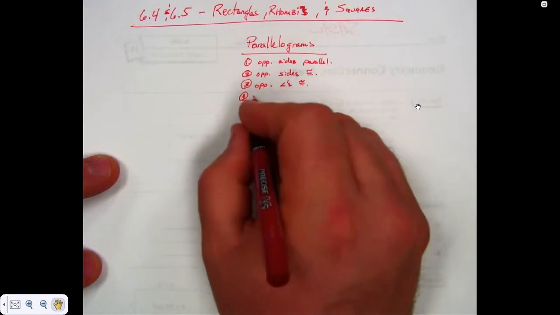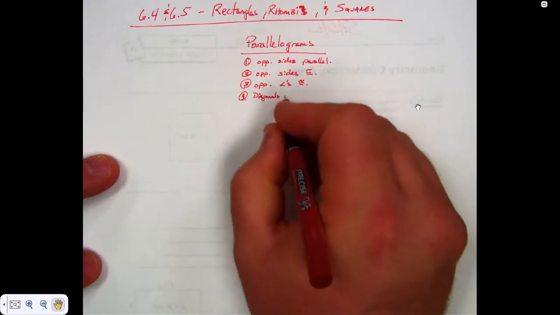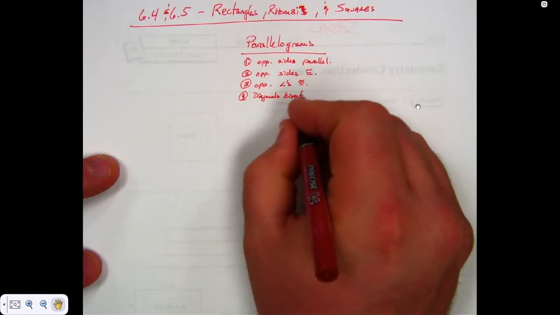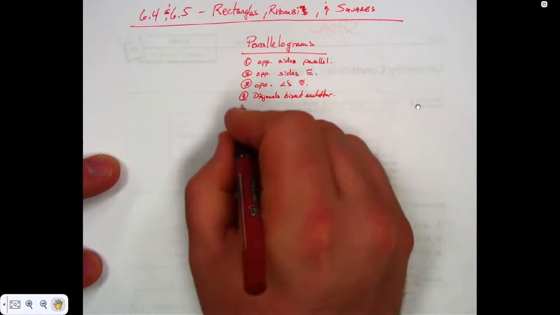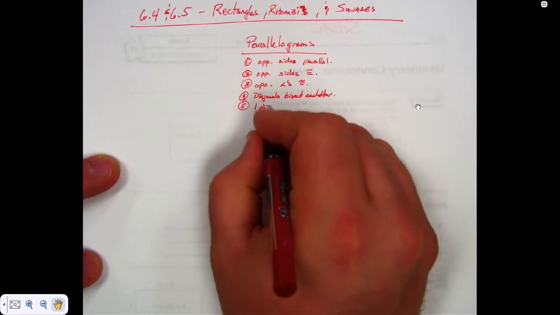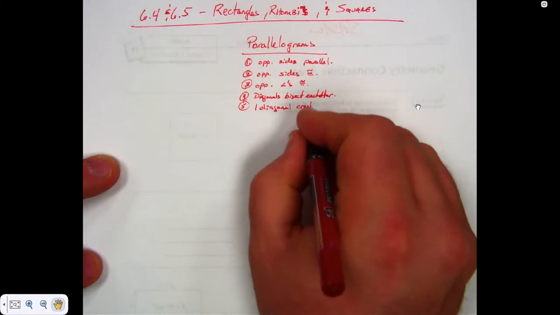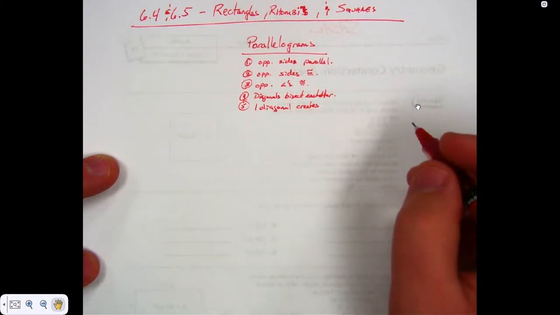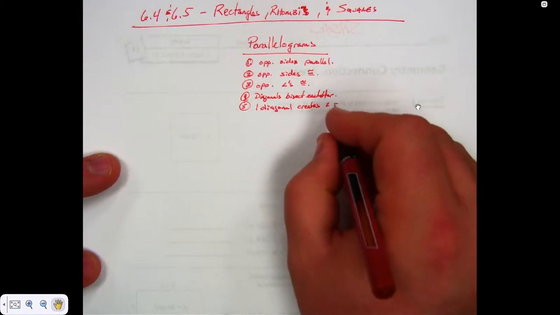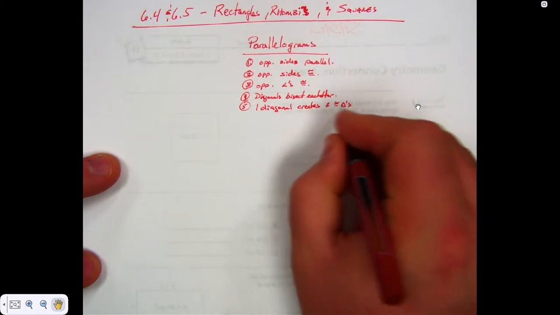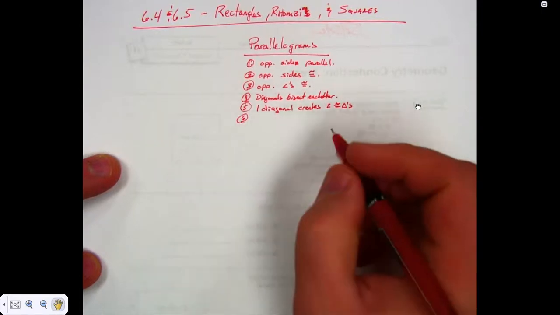Hold on. Diagonals bisect each other. Okay. One diagonal creates... If you keep writing them down again, guess what? You might start remembering them.